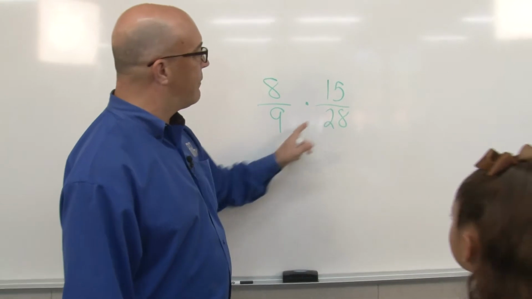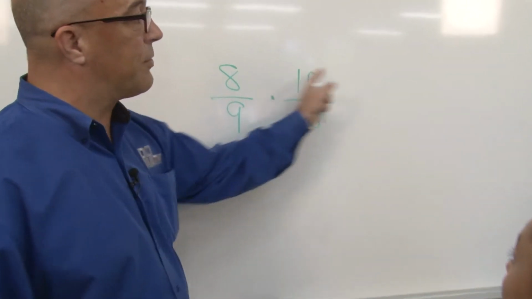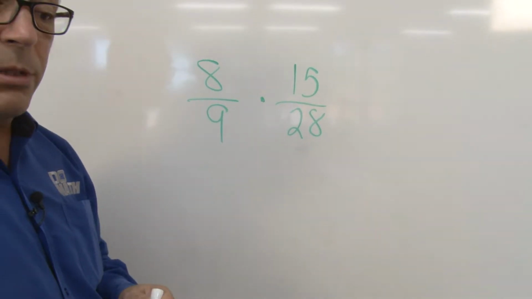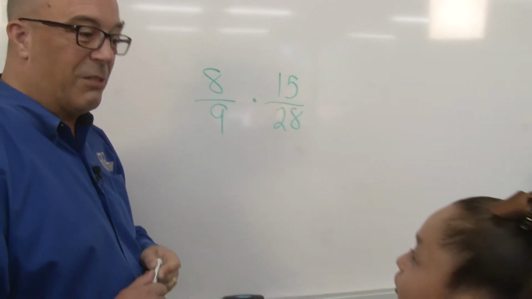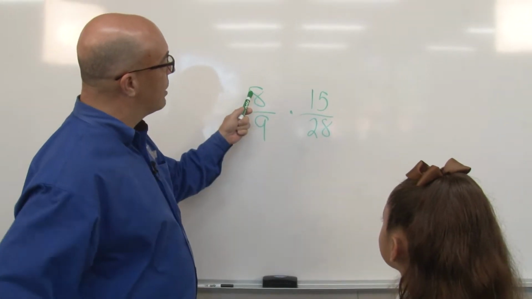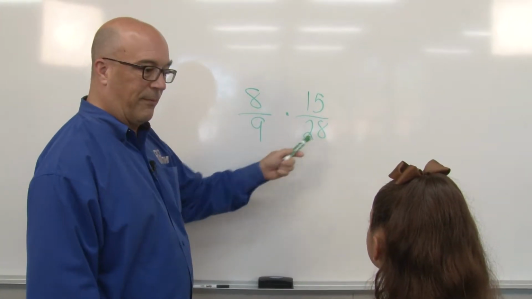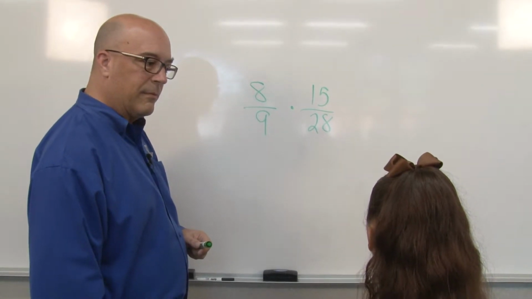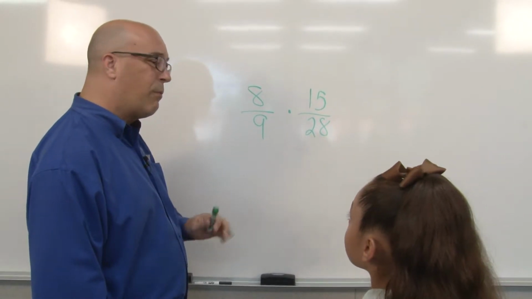Okay, so let's take a look at this problem again. We have 8/9 and 15/28. Would you like to multiply straight across, or would you like to make things a little simpler first? Simple first. You want to make them simpler first? All right. So let's take a look at this. Is there any number that will go into 8 and 28? 3. 3, but not evenly.